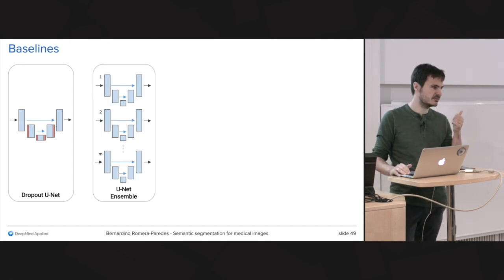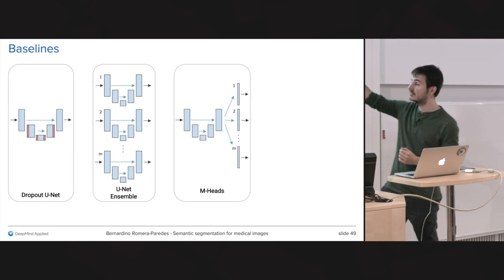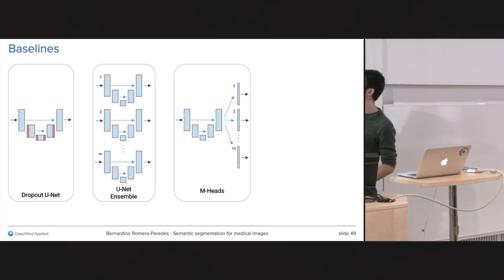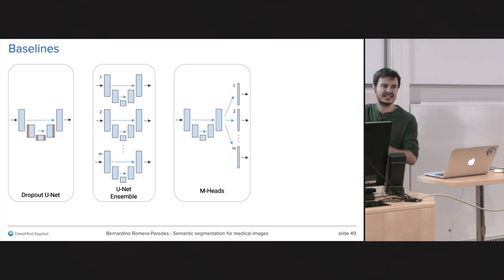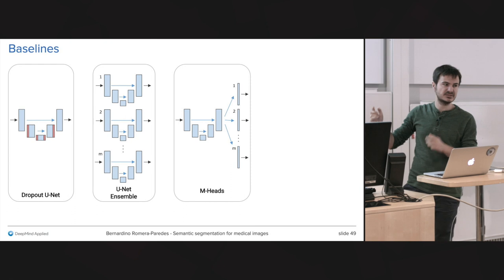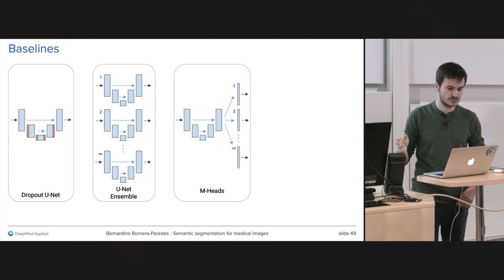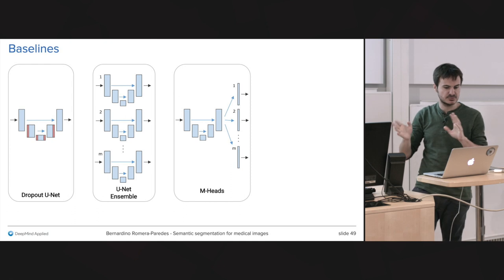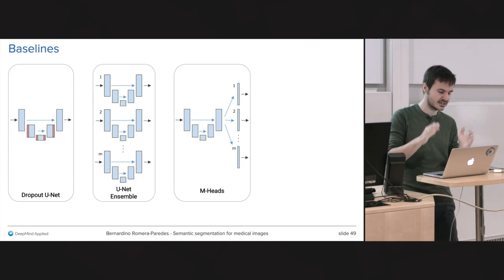We also try an ensemble, same as before in the eye scan project. We have these M heads. Basically you have a U-Net, but at the end of it you have several heads, several outputs. At training time, you compute all the outputs, compare them to the ground truth, and then backpropagate only through the head that gets closest to the ground truth. In that way, different heads learn different modalities of the data. In practice, they also backpropagate the gradient through all heads, but times a small constant, to avoid heads dying of starvation, so to speak. So the point is to use all heads.